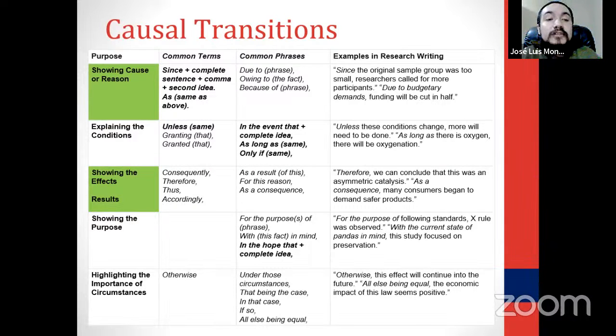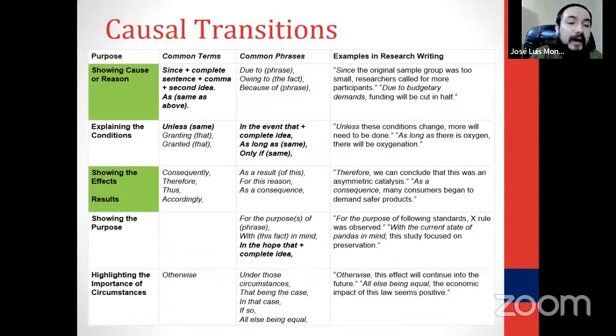Result. Then showing purpose: for the purpose of this, for the purpose of that situation, with this in mind, with this situation in mind, and so on, in the hope that, and complete idea, right? So you're showing the purpose, simply that. What's your motive? What's taking you there? And you have the example over there, right? For the purpose of following standards, X rule was observed. So that was the purpose, for the purpose of following standards.